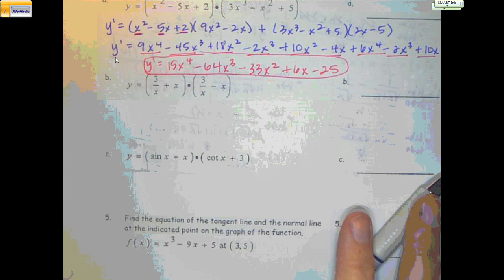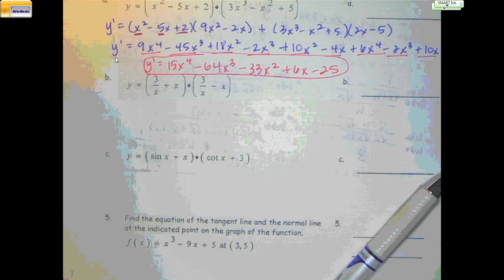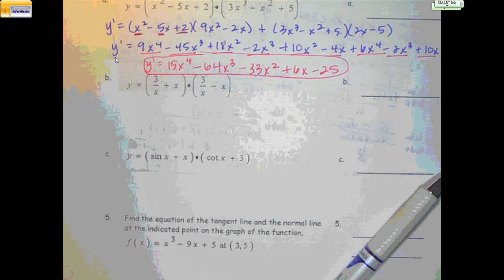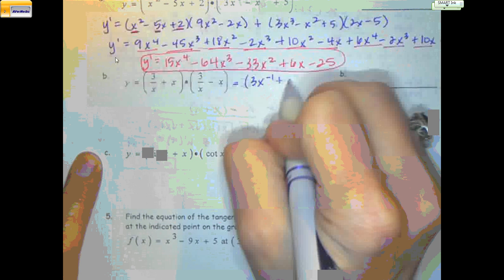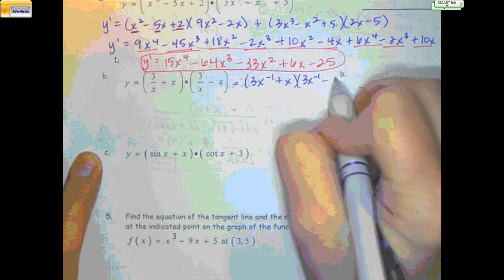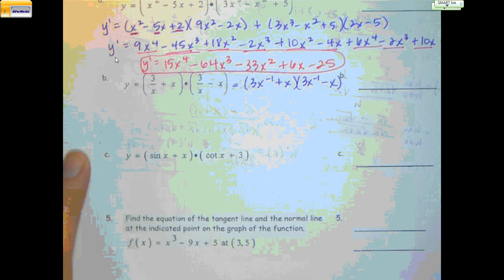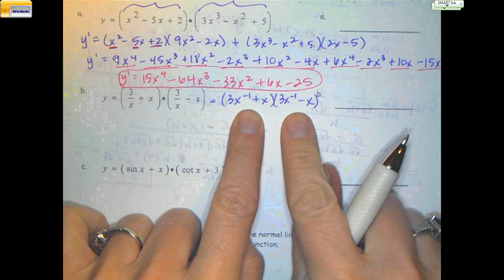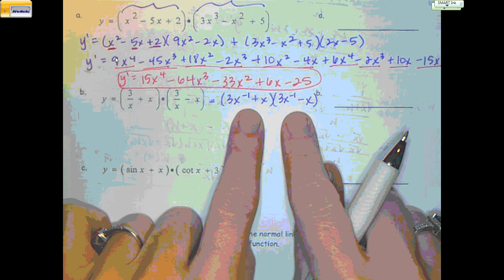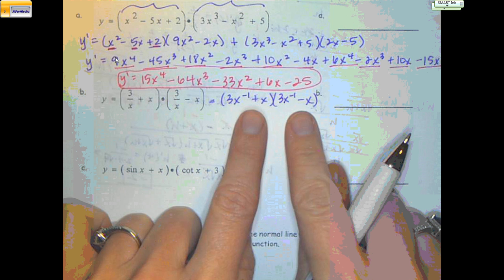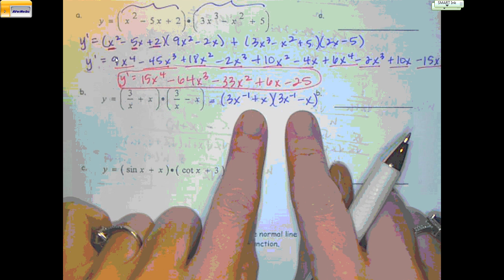Next one. They tell us we have to use the product rule. Can we do anything before we start that mess? Yeah, let's rewrite this to make it a little bit easier. This is actually 3 times x to the negative 1 plus x times 3 times x to the negative 1 minus x. Now, what's interesting about this is these are conjugates, right? And we're not allowed to multiply them together now. We have to use the product rule, but somewhere a bunch of stuff is going to cancel. You kind of know that's going to happen.